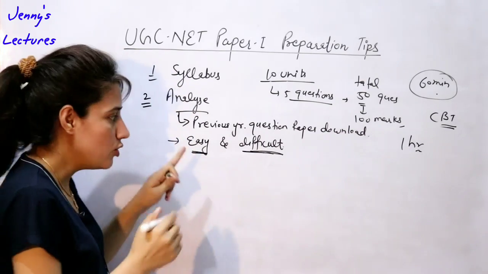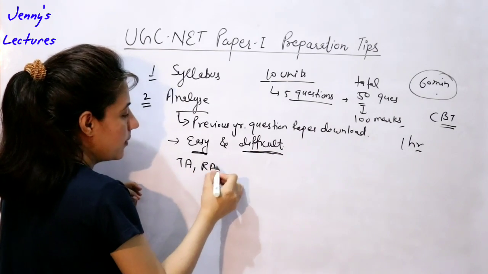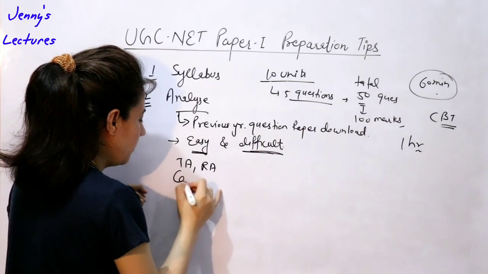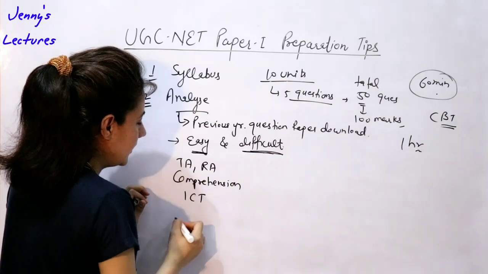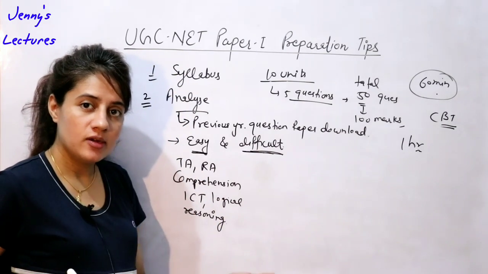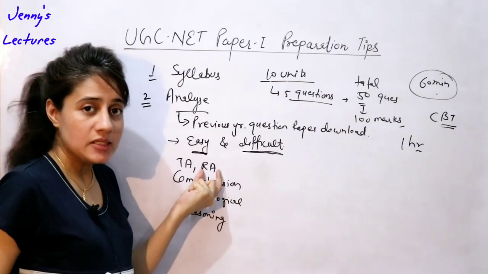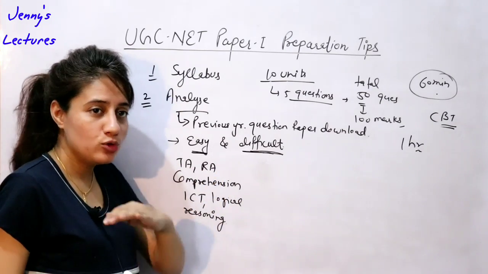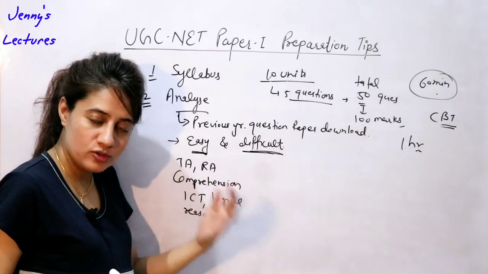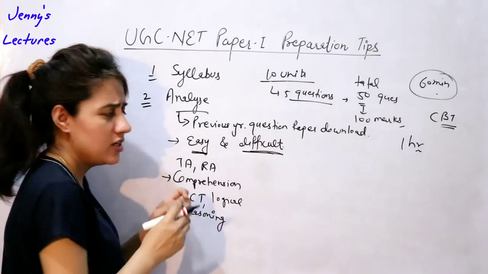For me, the easy units were actually teaching aptitude, research aptitude, comprehension, ICT, and logical reasoning. Because I was in the teaching field, so I was aware about something about teaching. Research, because I have done M.Tech, so I have gone through the research process, so I was also familiar with the research concepts.